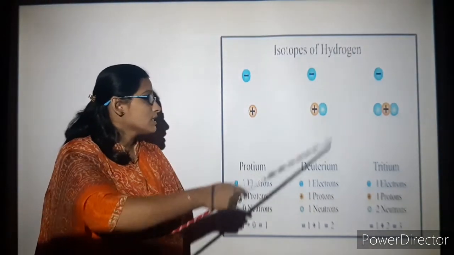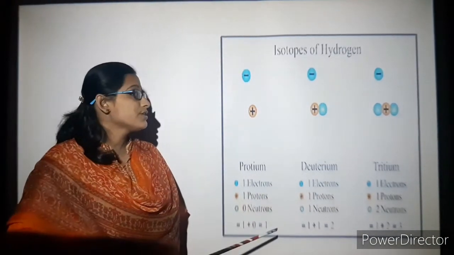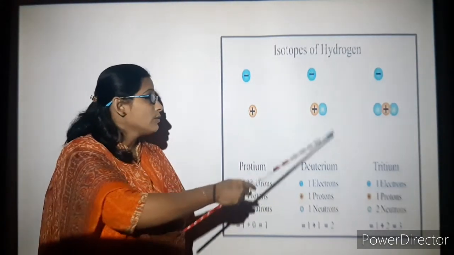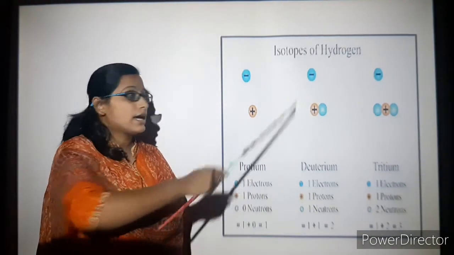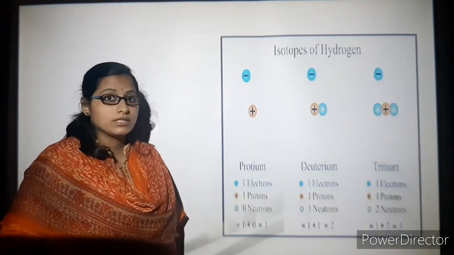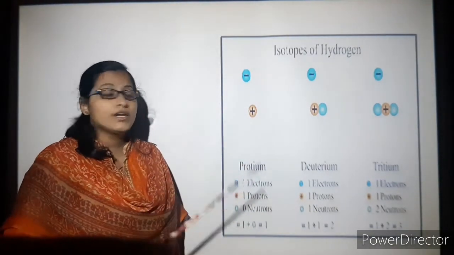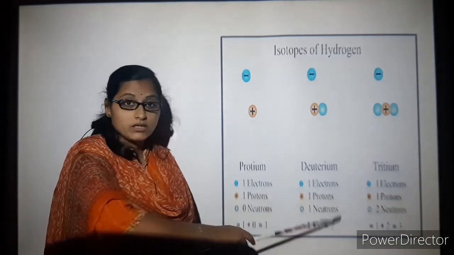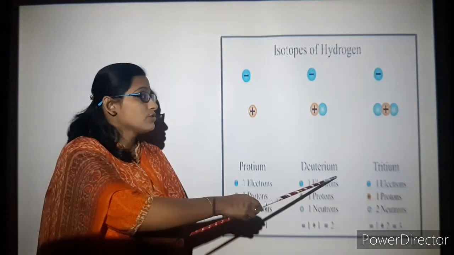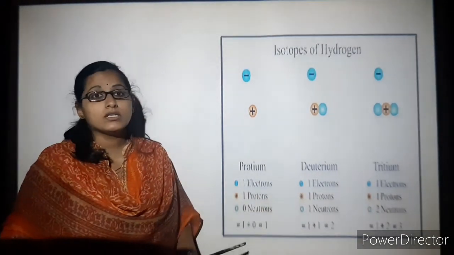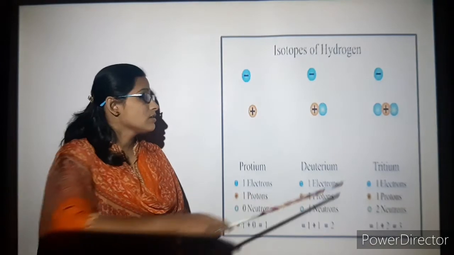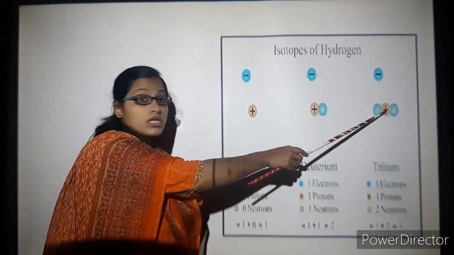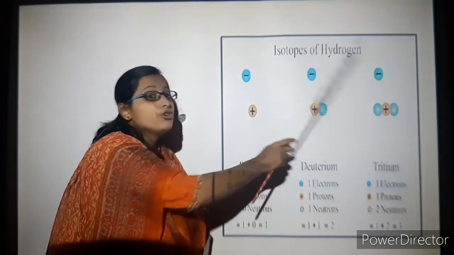Next is deuterium. Deuterium has 1 electron, then 1 proton, that is hydrogen, so the atomic number remains the same, and it has 1 neutron. So 1 plus 1 is 2, the mass number, so it is deuterium. And the next one is tritium. Tritium has 1 electron in the first shell, and 1 proton, but it has 2 neutrons.